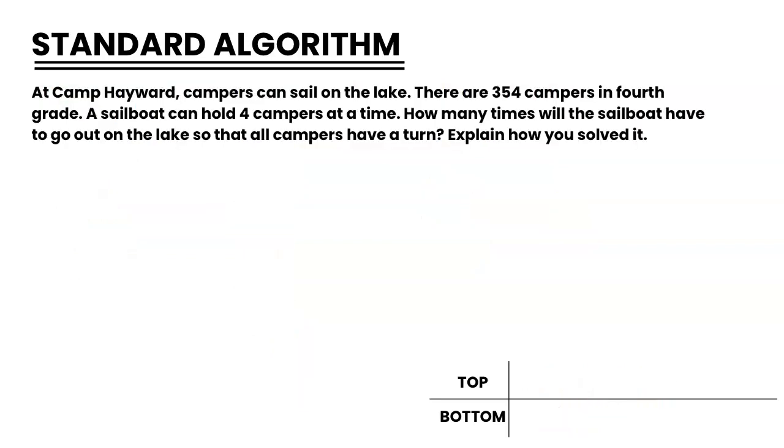Part of TEK 4.4H tells students that they must be able to interpret remainders whenever dividing. And so let's look and see how we might do that in this real-world problem. At Camp Hayward, campers can sail on the lake. There are 354 campers in 4th grade, and a sailboat can hold 4 campers at a time. We want to know how many times the sailboat will have to go out on the lake so that all campers will get a turn.